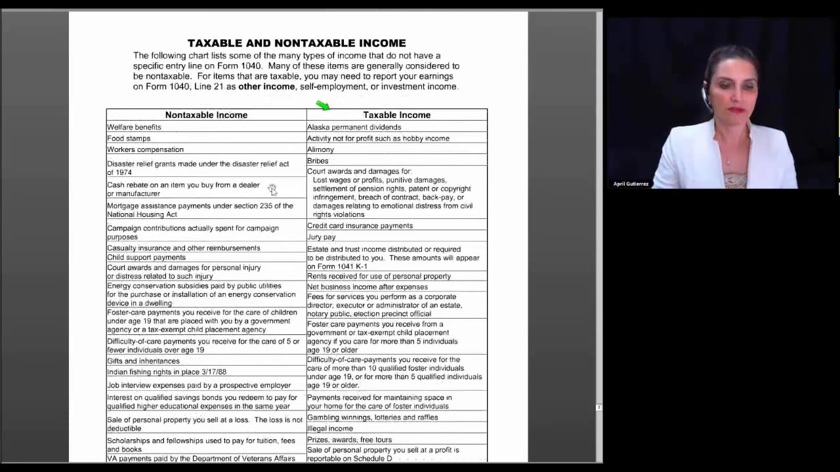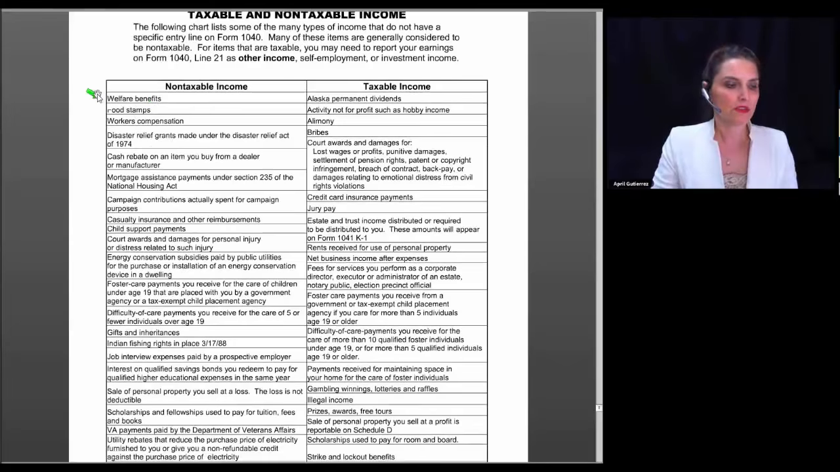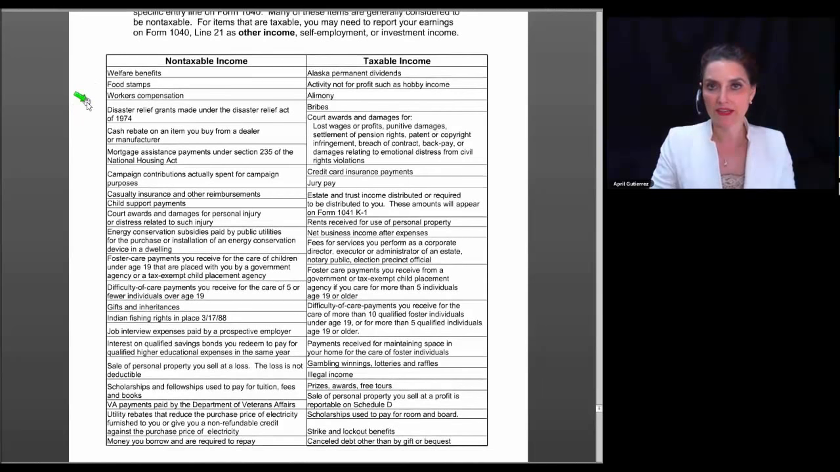Finally, there is a table on the next page showing all of the different types of taxable and non-taxable income that you might run across and which are really described in Publication 17. These are items that typically are not taxable, and in this column we have items that typically are taxable.